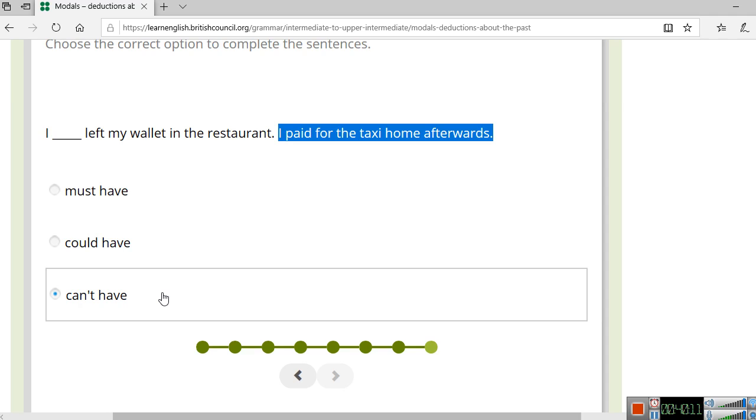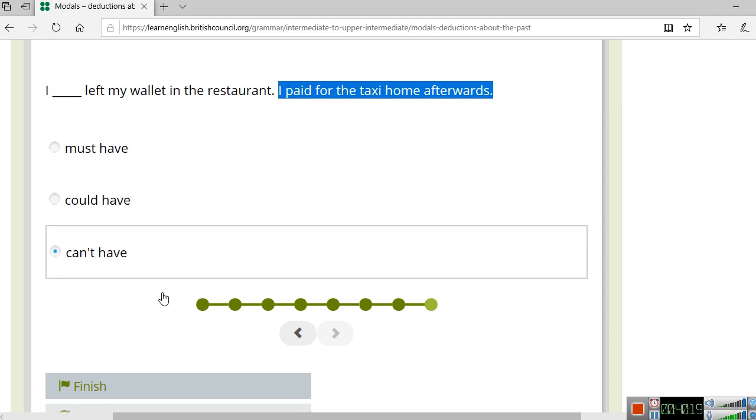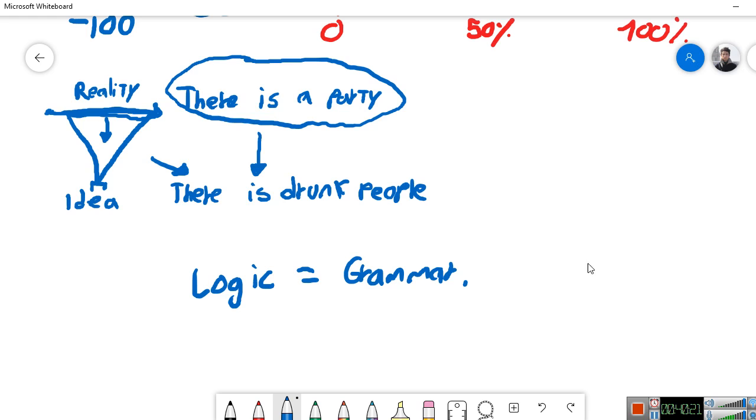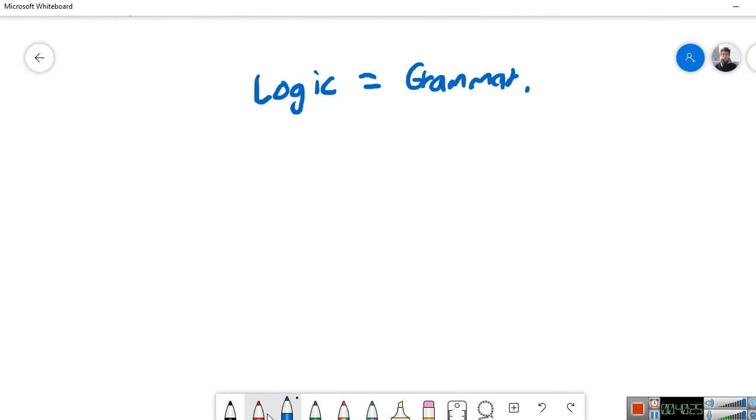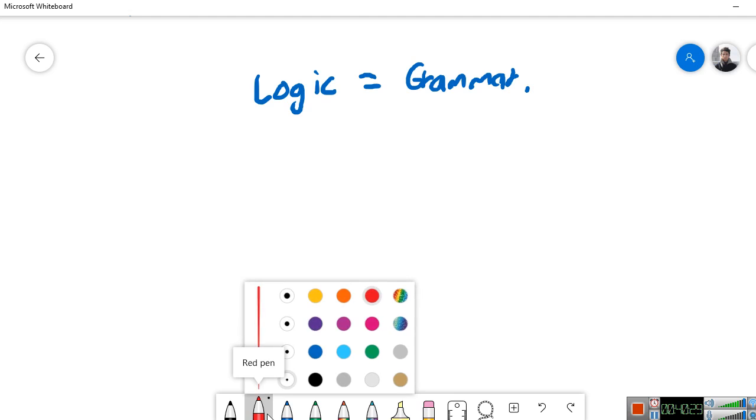I can also say couldn't. In the case of American English, it's most commonly used couldn't. So yeah, that's it. Let's make a quick summary of this. So summary.